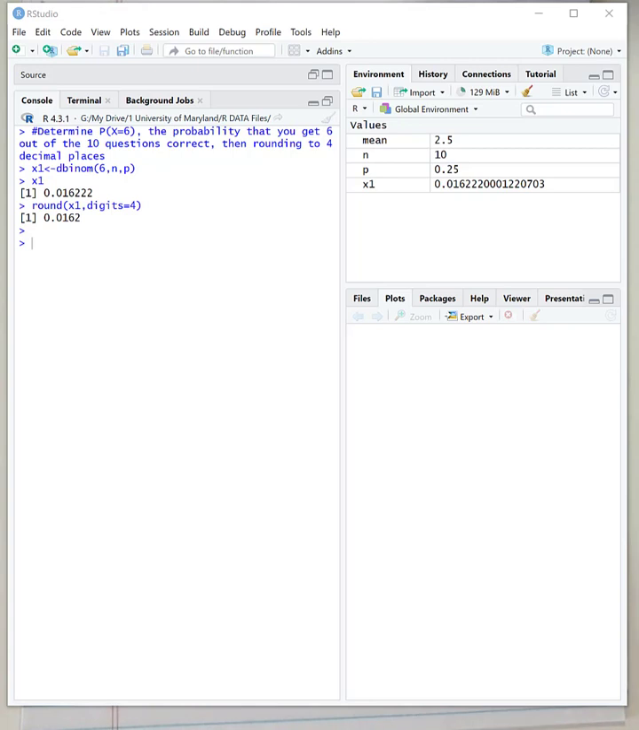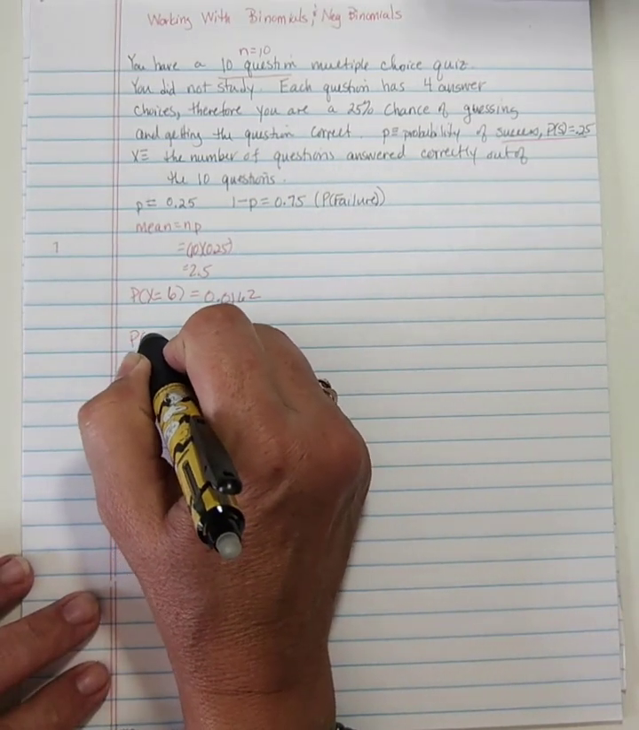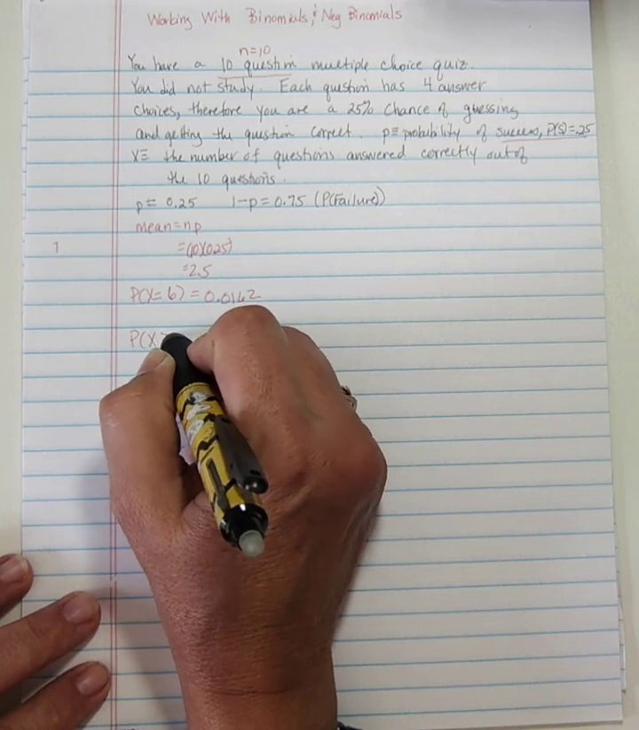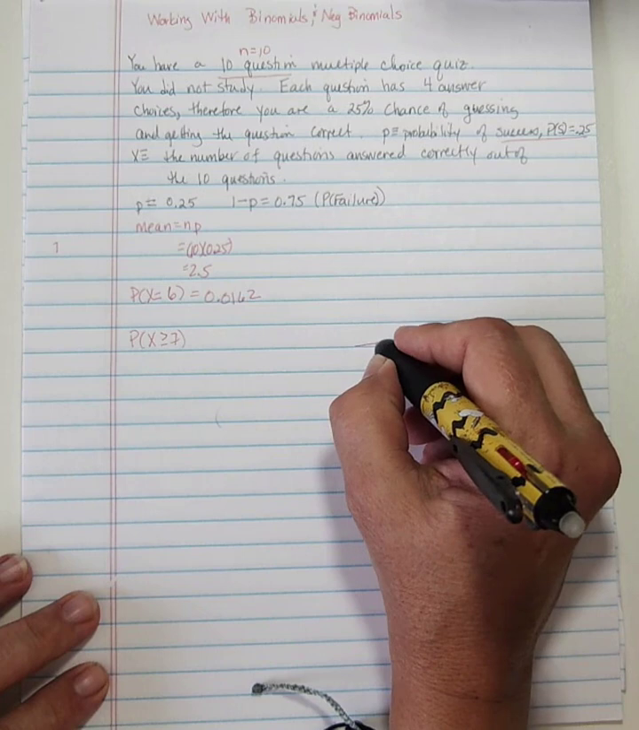So now let's see, what would be the probability that I get a C or more? So greater than a C or more. So let's see the probability of 7 or more. So let's look at this question. I want to find the probability x is greater than or equal to 7, because I want a C or better. Okay. Now let's think about what's going to happen here.